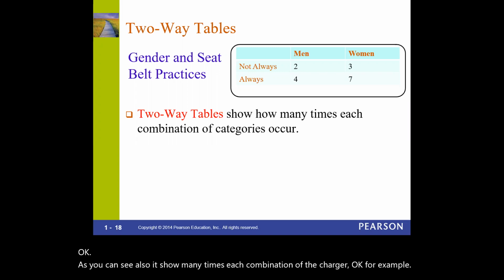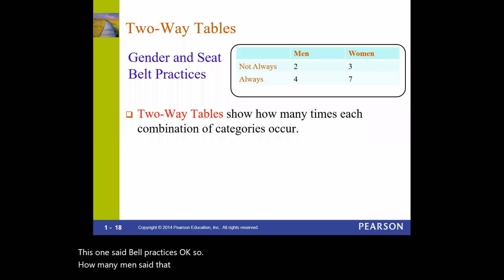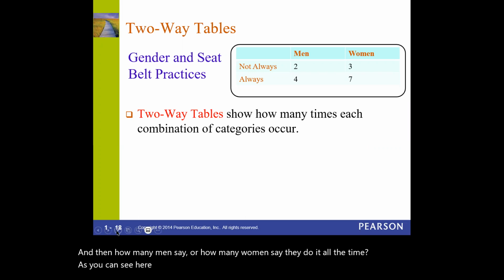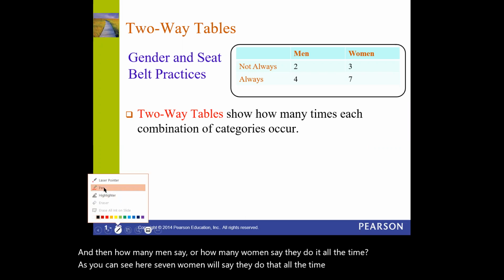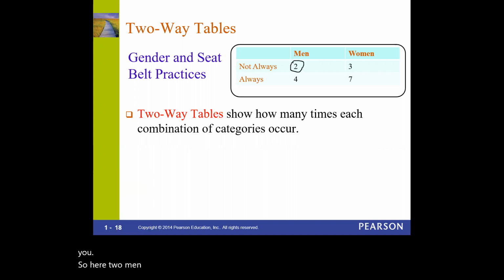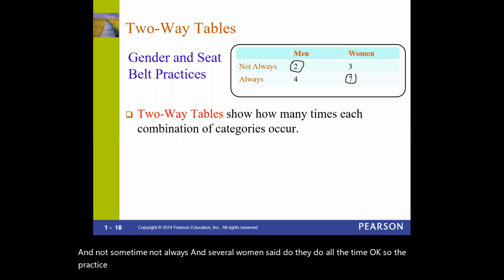For example, this one says best practices. So how many men say they do not always do it? As you can see, 2 men say they don't always do so. And then how many women say they do it all the time? As you can see here, 7 women say they do it all the time. Let me just mark it for you. So here, 2 men say not always, and 7 women say they do it all the time. So the seatbelt practice depends on all the time.